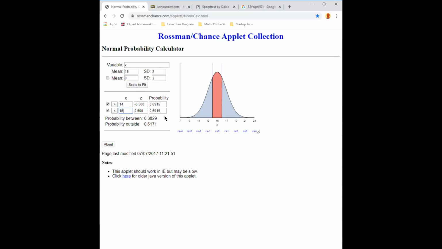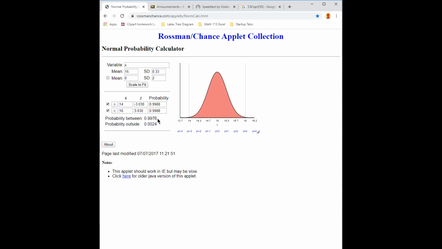Now, if I move to a sample size of 9, that changes my standard deviation to be 0.67. So I'll change my standard deviation and click scale to fit. So now my probability is 86.44%. And then if I move to part 3 with this sample size of 36, my standard deviation changes to be 0.33. So I'll change that as well and click scale to fit.